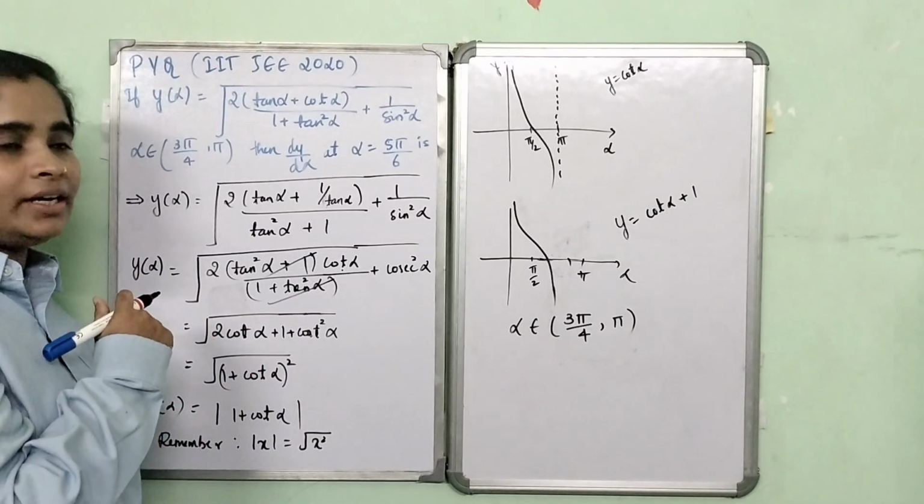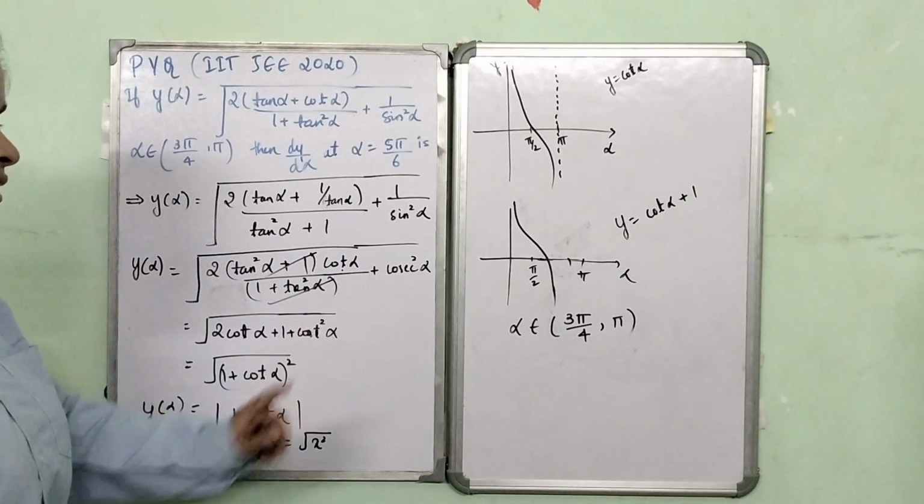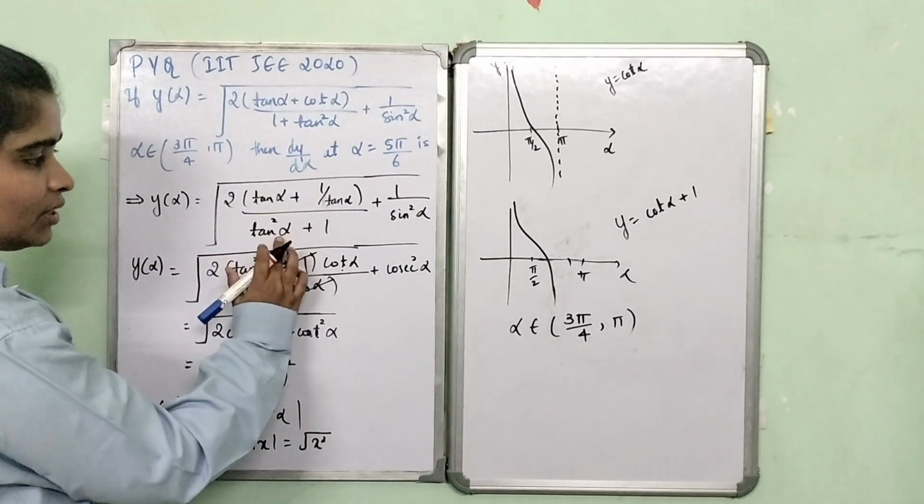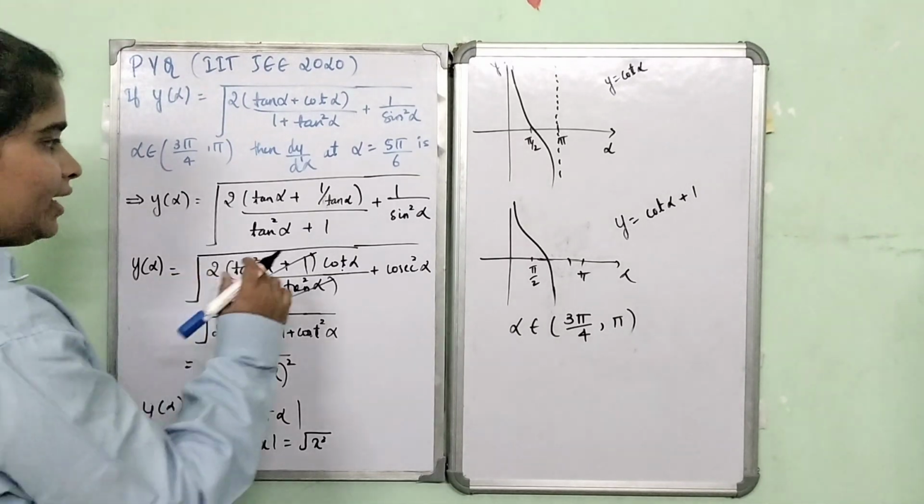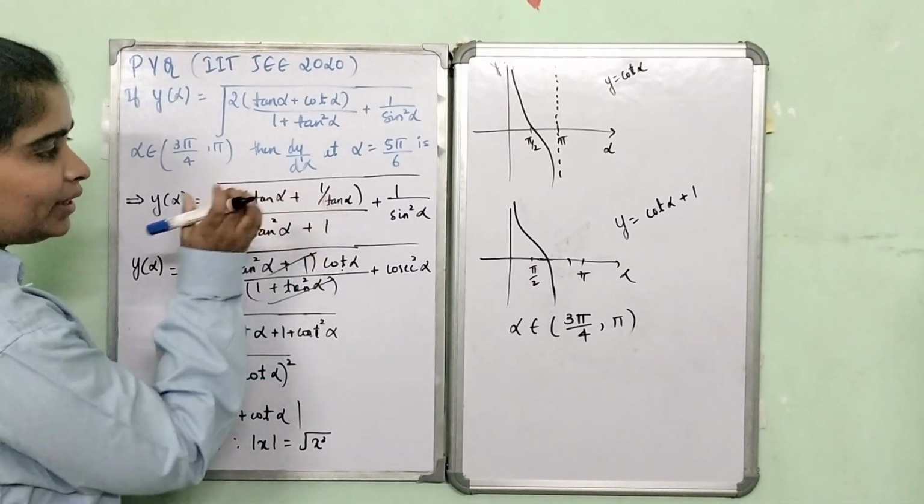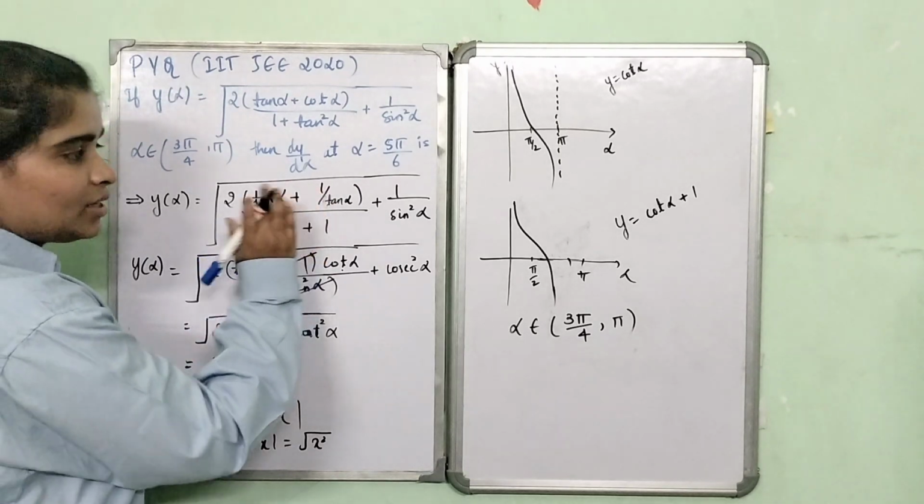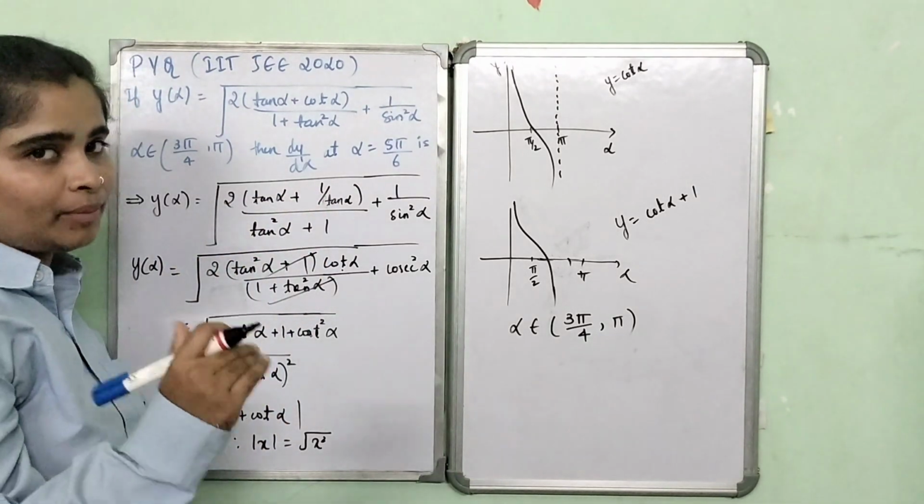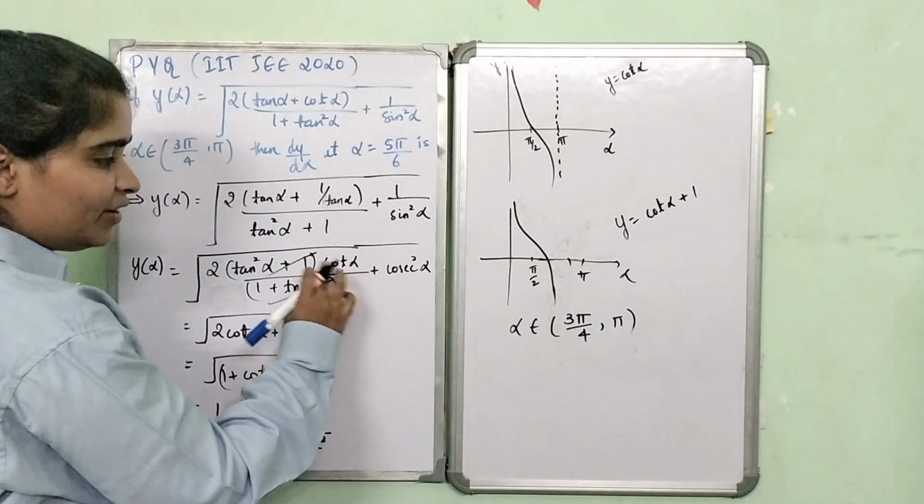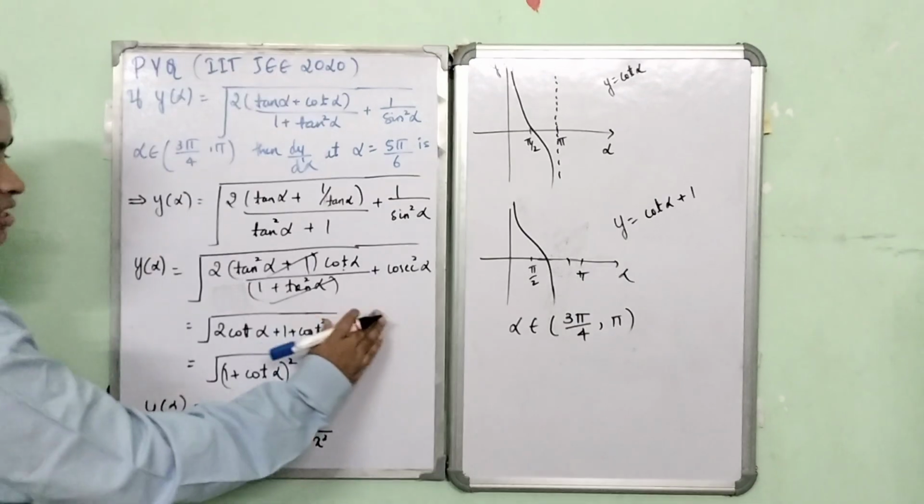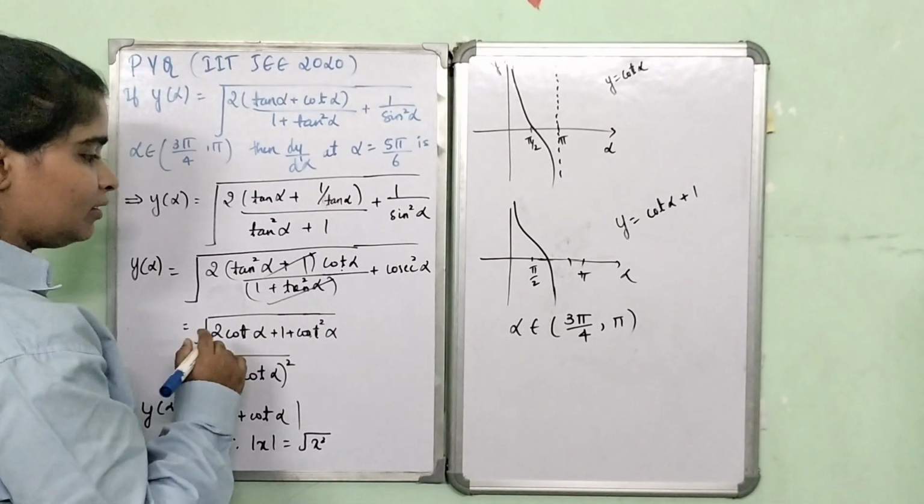It's a very basic trigonometric formula, and 1 by sin square is also taken as it is, and even 1 plus tan square is also taken as it is. In the next step, we will be taking LCM. After we take LCM, it will become tan square alpha plus 1 into 1 by tan alpha. 1 by tan alpha is nothing but cot alpha. So, in the next step, we are going to simplify and write it like this.